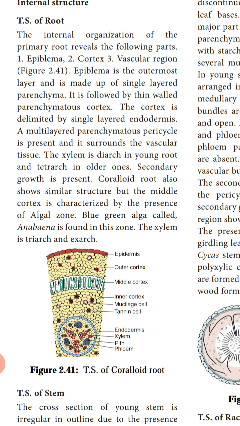But if it is a coralloid root, in the middle of the cortex cells you can find blue green algae. So this algal zone divides the cortex into 3: outer cortex, middle cortex and the inner cortex. And the innermost layer of the cortex is called the endodermis. This endodermis is again made up of a single layer of parenchyma cells.